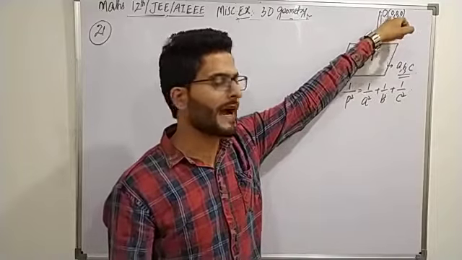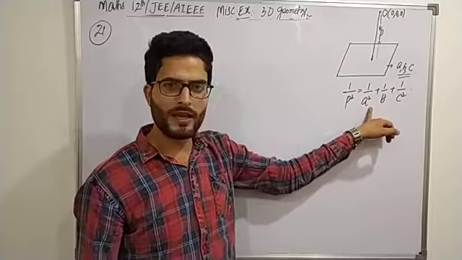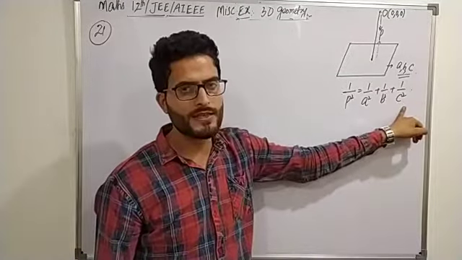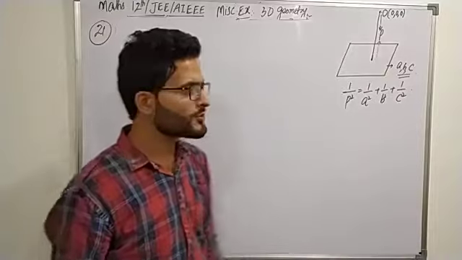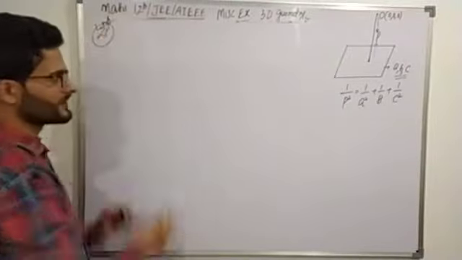We need to prove that 1 divided by p square is equal to 1 divided by a square plus 1 divided by b square plus 1 divided by c square. This thing we have to prove. So again, an important question as far as your examination is concerned, right?